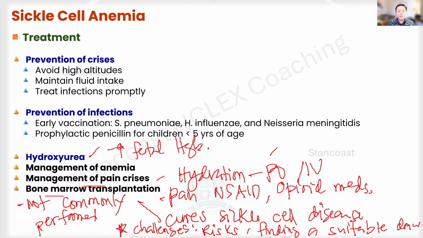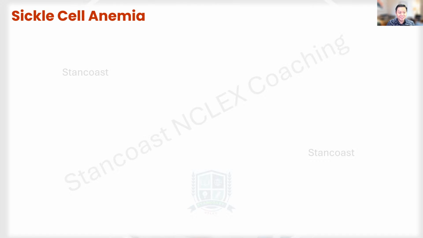And we're also going to manage the patient's anemia if they have the current anemia, of course, managing their pain during the occlusive crisis. And lastly, we have the bone marrow transplantation. Now, I hope that you're able to capture all those concepts because this will be needed in our exercises. And hopefully you will be able to apply these in your NCLEX.